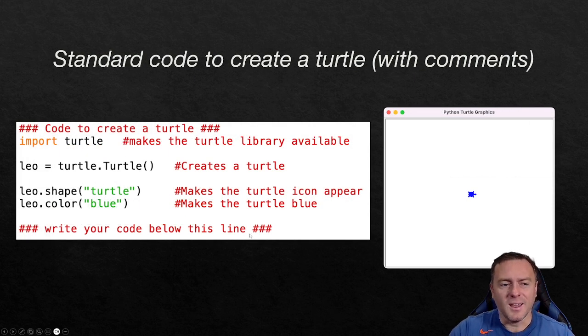Now, what you can do is go through and make a whole heap of comments, so it's a lot easier for you to understand all the pieces. There are above line comments where you can do three hashes on either side. This gives me a description saying this is the code to create a turtle. And then these are called inline comments. Import the turtle: this makes the turtle library available. This creates the turtle. This makes the turtle icon appear. This makes the turtle blue. And then write your code down below.